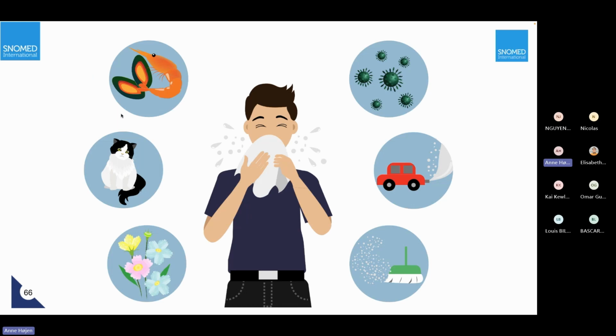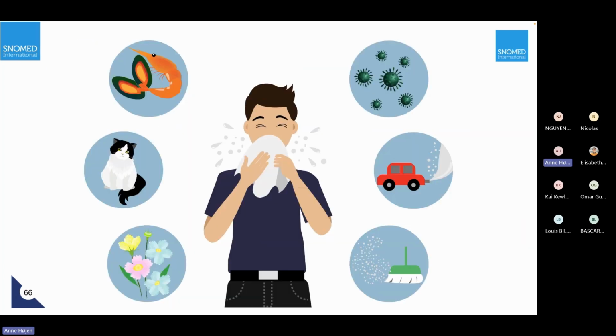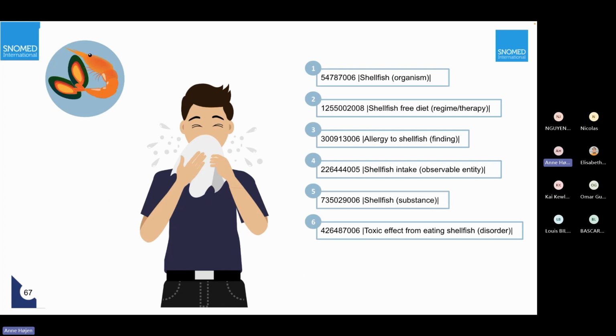So when you want to enable in your system the recording of allergies, that you have an allergy to shellfish or cats or flowers or pollen, I don't know, some medications. You can see here, if I'm recording that I'm allergic to shellfish, there's a range of things that you can consider. I want to use shellfish, the organism. I want to use shellfish-free diet. So this is similar to the malignant melanoma I showed you before. But there's a range of things where you can say, well, this could be used to record that this patient has an allergy to shellfish.